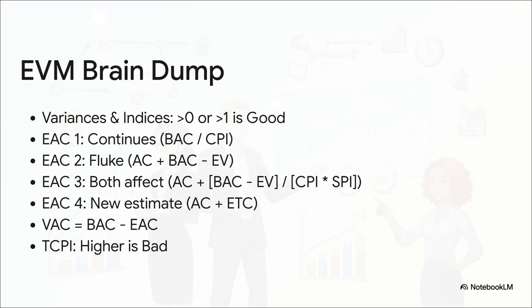Don't forget your quick variance at completion formula to check your final budget status. And finally, jot down your 2 TCPI formulas, one for the original budget, one for the revised budget with a massive star next to it, reminding you that for TCPI, higher is bad. Do you see how perfectly these patterns link together for test-taking dominance?